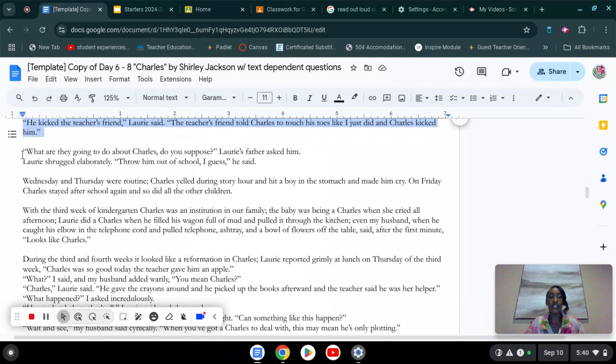Mm-mm-mm. Had Charles been at Curtis Middle School, he wouldn't have survived. "What are they going to do about Charles, do you suppose?" Lori's father asked him. Lori shrugged elaborately. "Throw him out of school, I guess," he said.